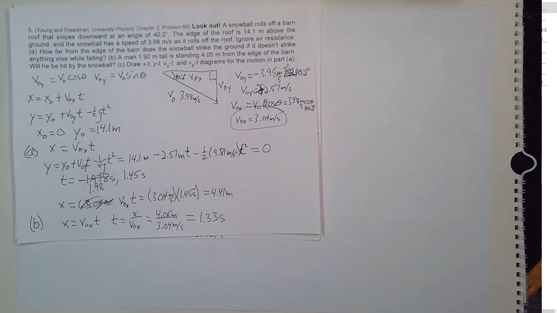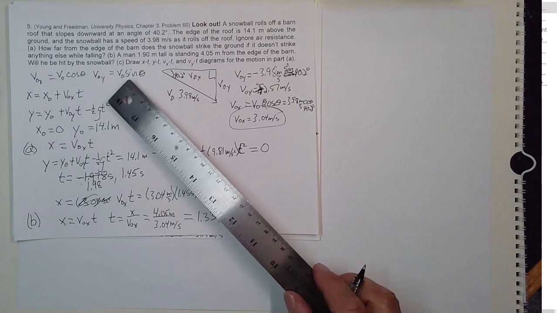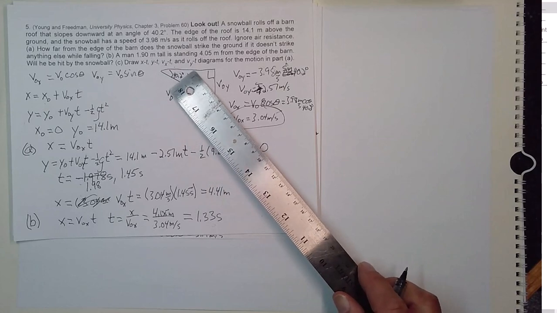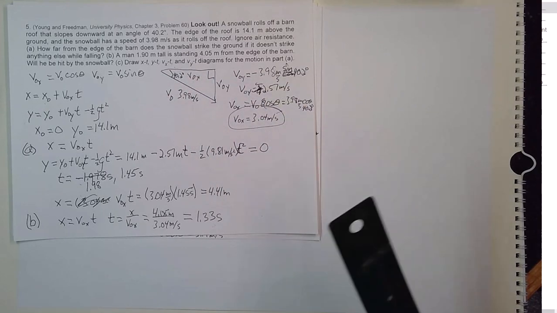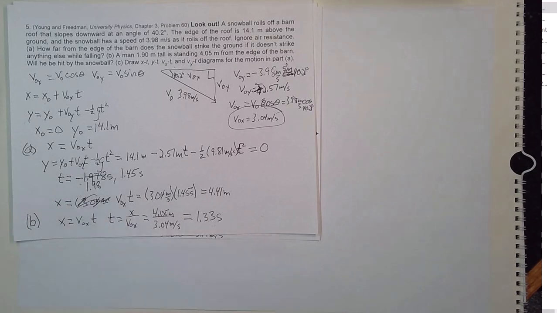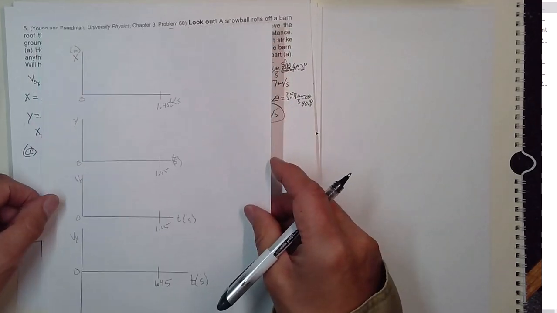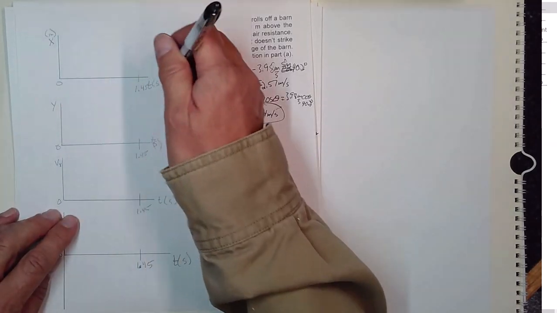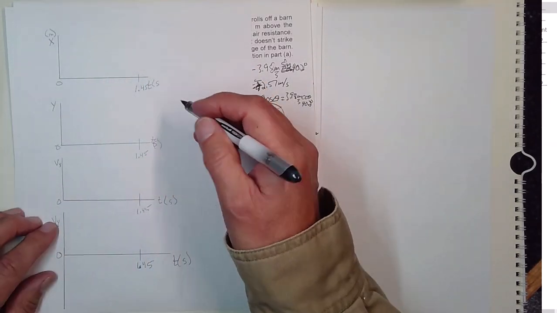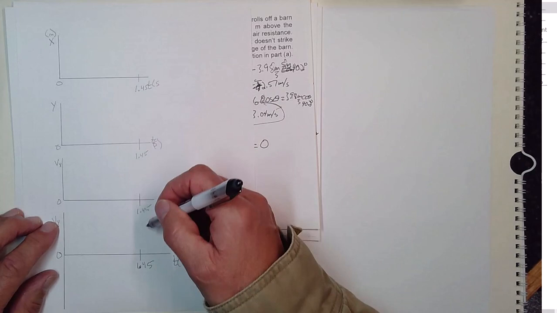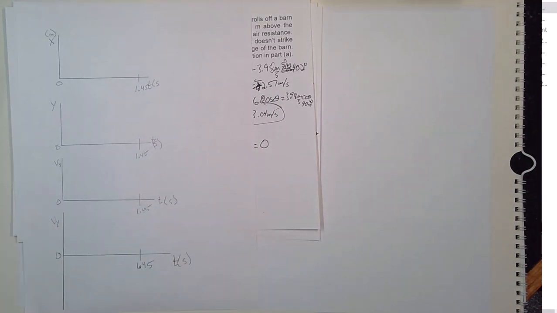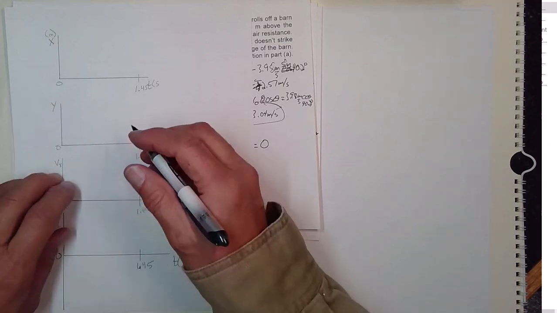The last part of the question asks you to make x versus t, y versus t, v sub x versus t, and v sub y versus t diagrams for the motion in part A. And I've already just sketched some blank graphs here. On all of them I put a point at 1.45 seconds, since that's the time that it spends in the air. And let's see what happens.